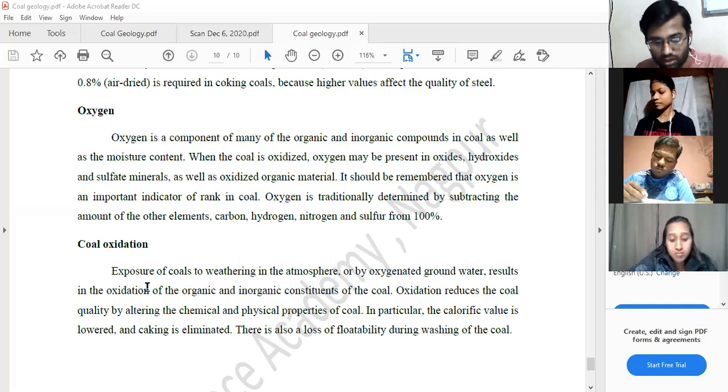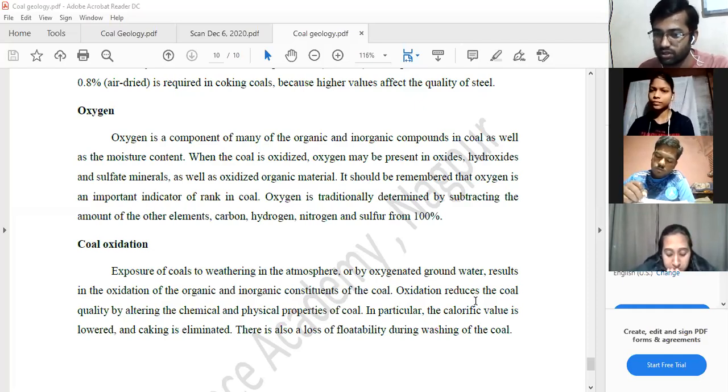Now exposure of coals to weathering in the atmosphere or to oxygenated groundwater results in the oxidation of organic and inorganic constituents of coal. Oxidation reduces coal quality by altering its chemical and physical properties. In particular, the calorific value is lowered and caking is eliminated, meaning the coal is not able to produce coke. If it cannot produce coke, we cannot use that coal for the steel industry, which is the major requirement.